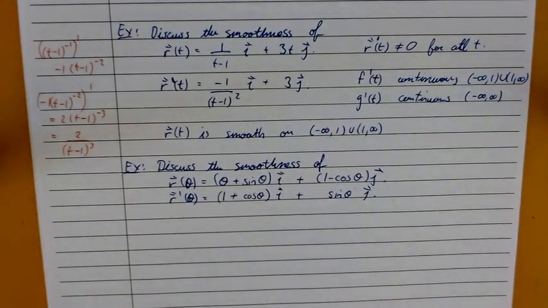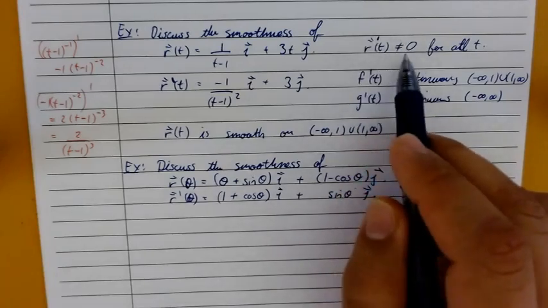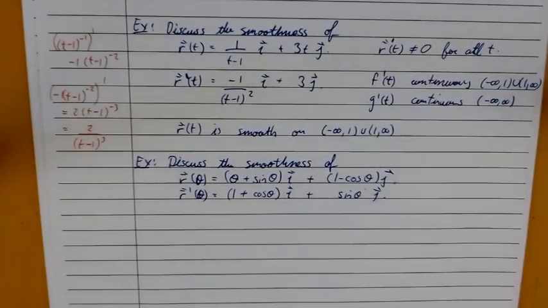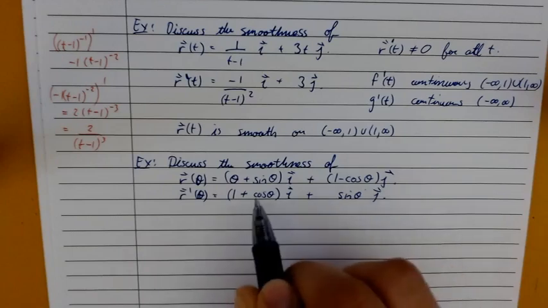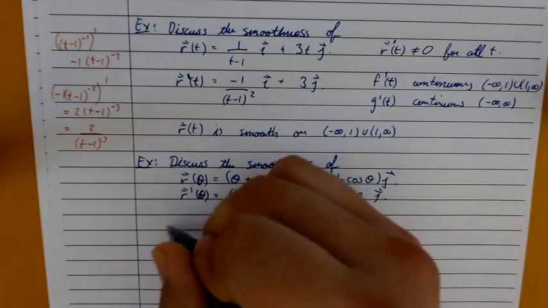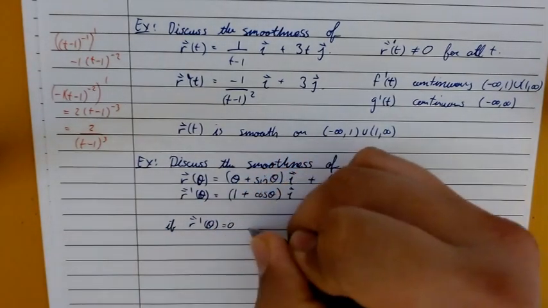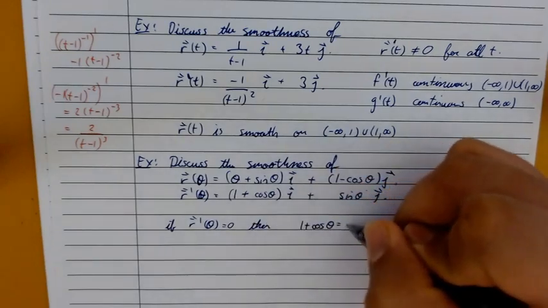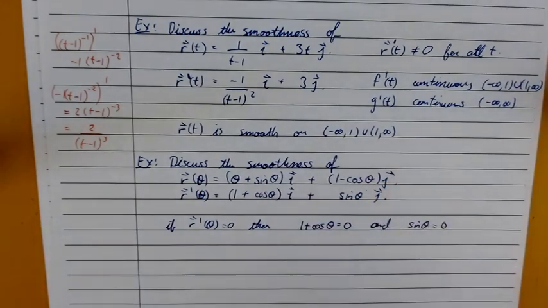Okay, so now we want to find, first of all, where is our derivative equal to 0? Remember, it's not enough for one of them to equal 0. They would both have to equal 0. All right, well, if both of them are equal to 0, that means that we would have cosine of theta equals negative 1 and sine of theta is equal to 0. If r prime of theta is equal to 0, then 1 plus cosine of theta equals 0, and sine of theta equals 0.